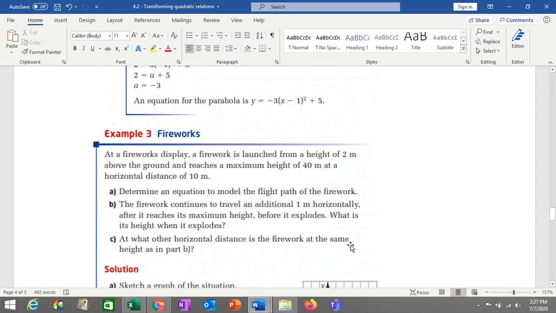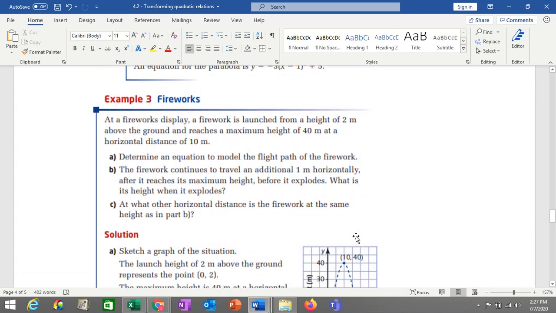All right, next question here, fireworks. All right, you are going to have some word problems here. So at a fireworks display, a firework is launched from a height of 2 meters above ground and reaches a maximum height of 40 meters at a horizontal distance of 10. All right, so I would definitely sketch this. If I was doing this as a word problem, I would definitely want to sketch this out.